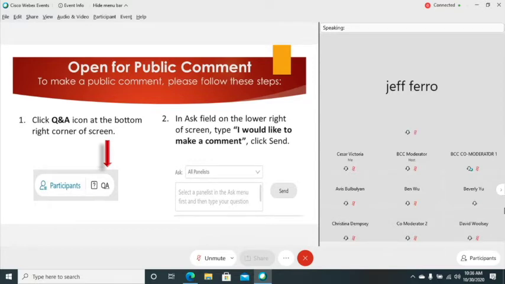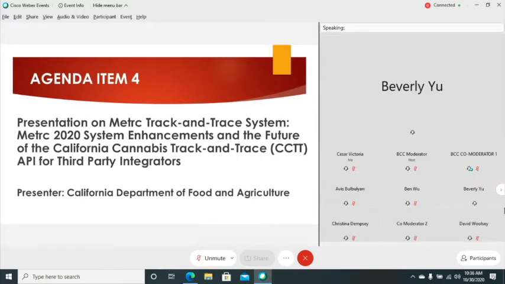Thank you, Mr. Chair. Member Yu here. Though CDFA has made substantial progress with Metric, based on the feedback we are hearing, there still remains an ongoing need to improve upon the system. So I would like to bring forward a motion for the committee to consider to convene a subcommittee within the CAC to make recommendations for the full committee to address any operational challenges in the Metric track and trace system.